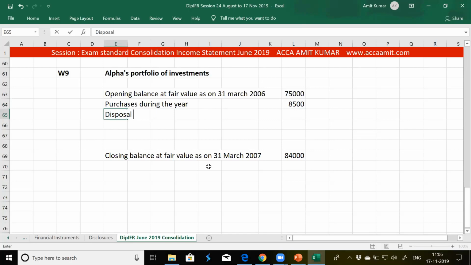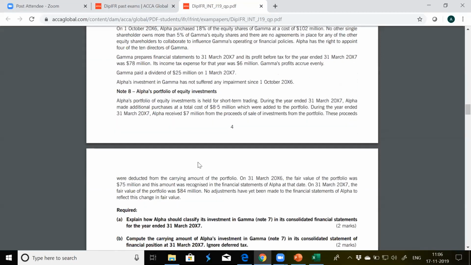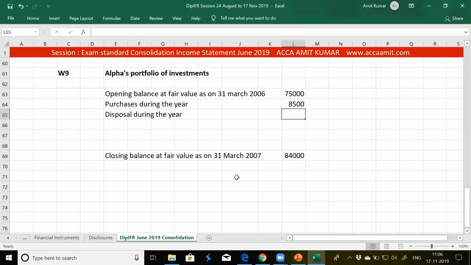Disposals during the year. Purchased 8.5 million. During the year ended, Alpha received 7 million from the proceeds. These proceeds were deducted from the carrying amount. So we need to deduct this 7,000, minus 7,000.